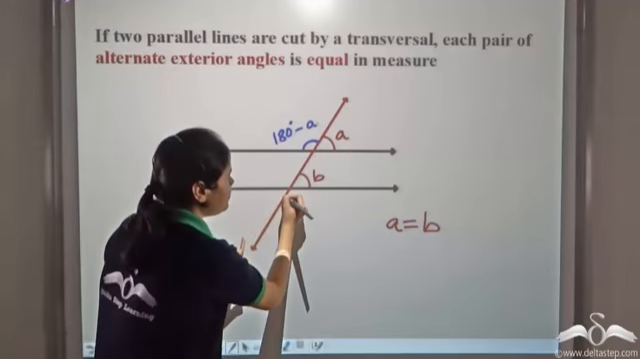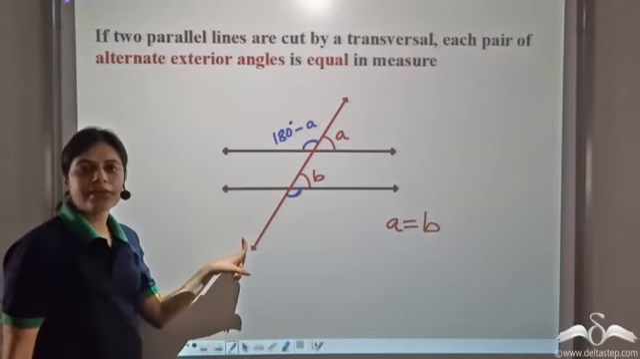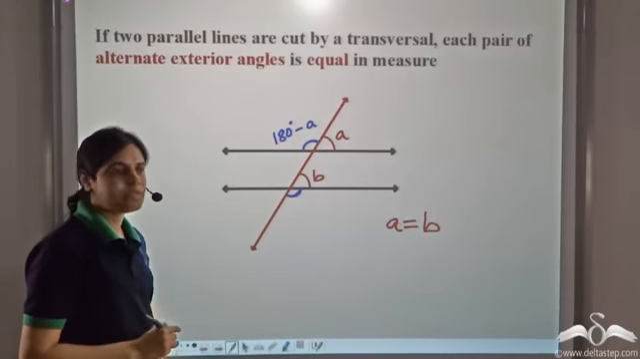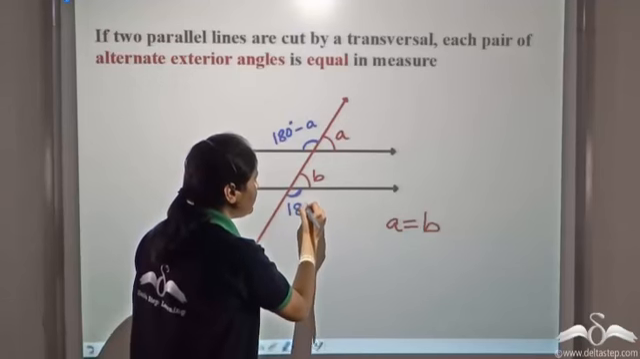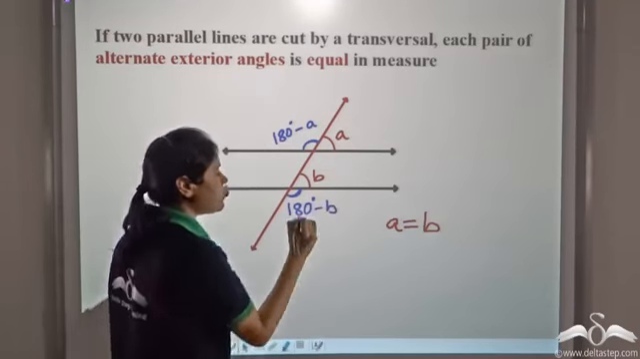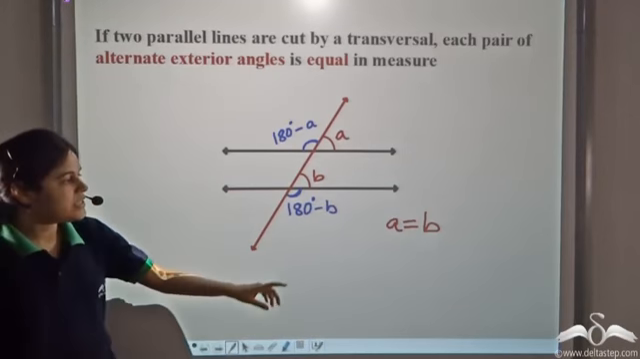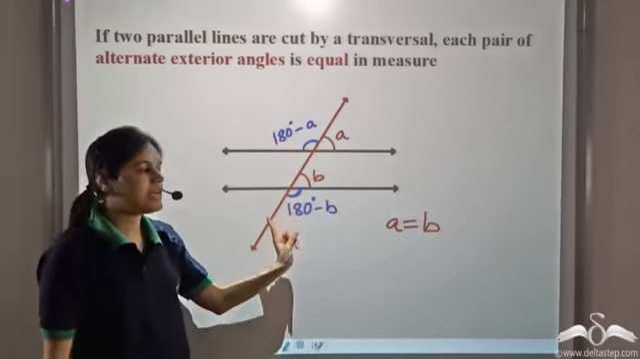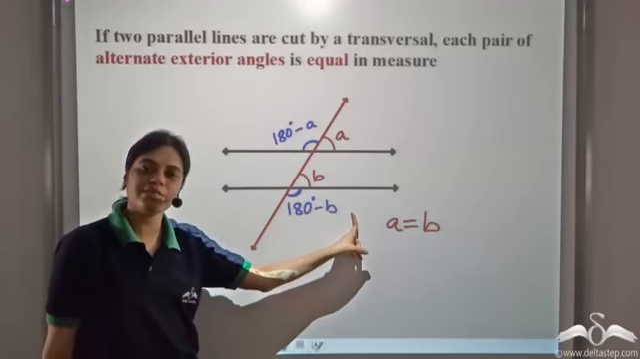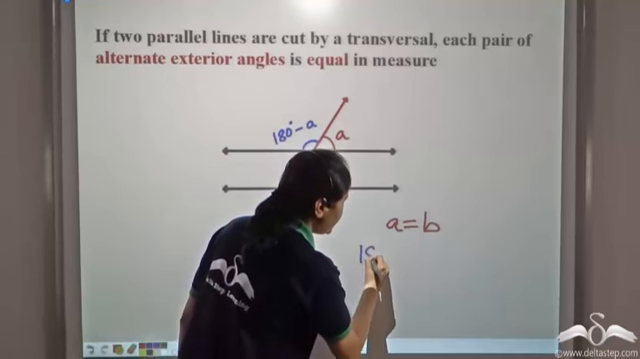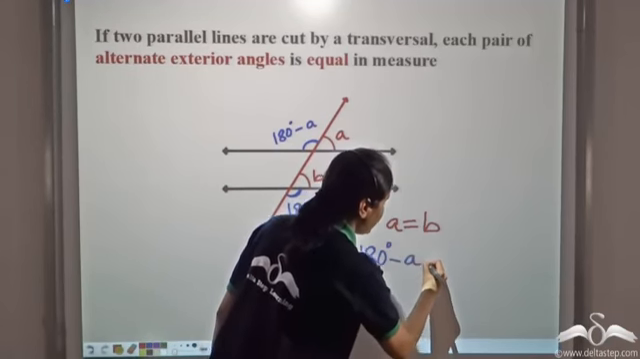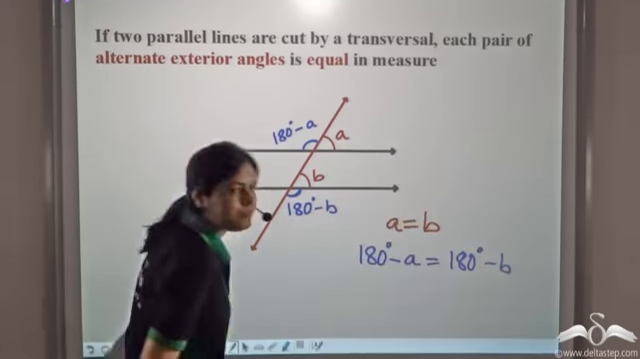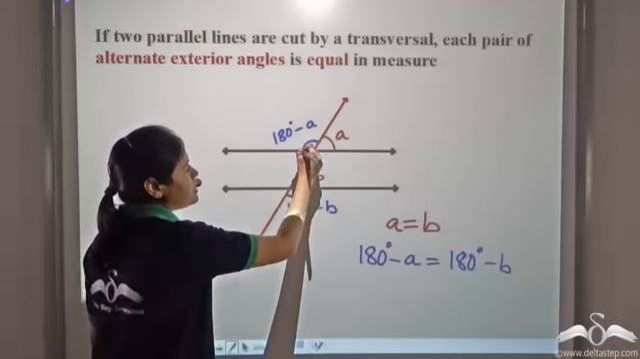What about this angle? Let me mark this angle. This angle and angle B form a linear pair of angles. So even this angle is also 180 degrees minus B. Since A and B are equal, 180 minus A should be equal to 180 minus B. So 180 degrees minus A is equal to 180 degrees minus B. So this angle is equal to this angle.